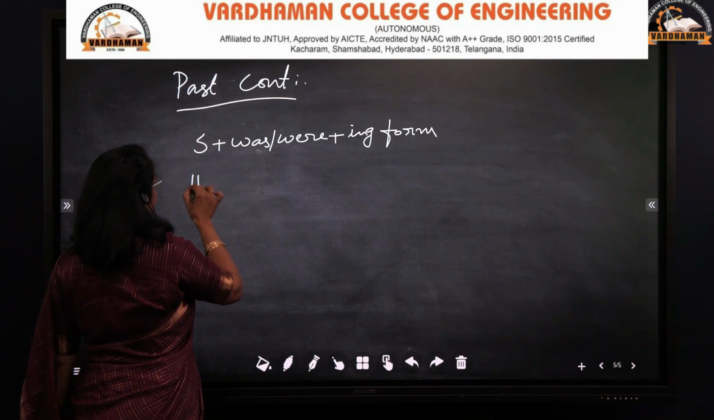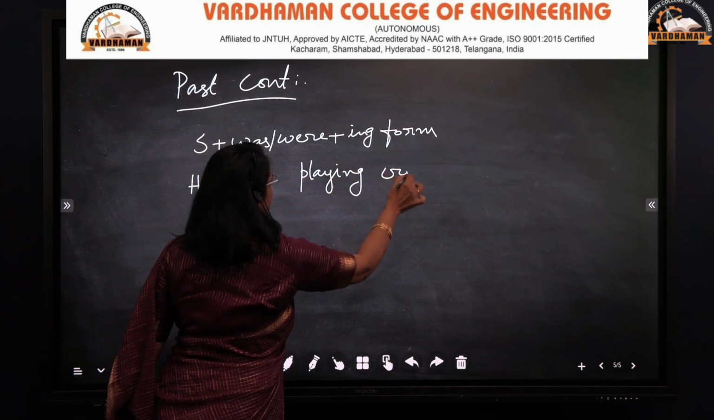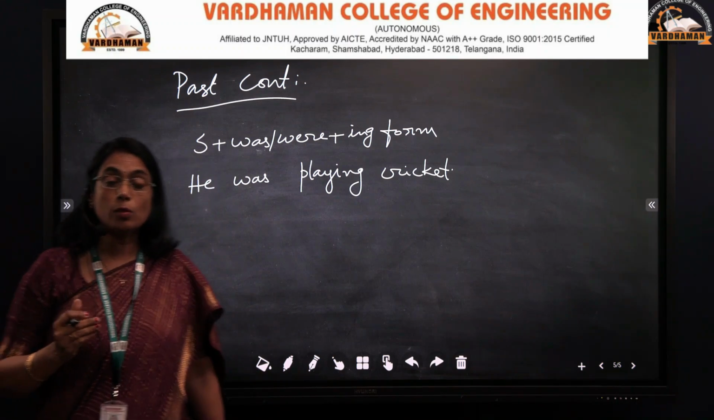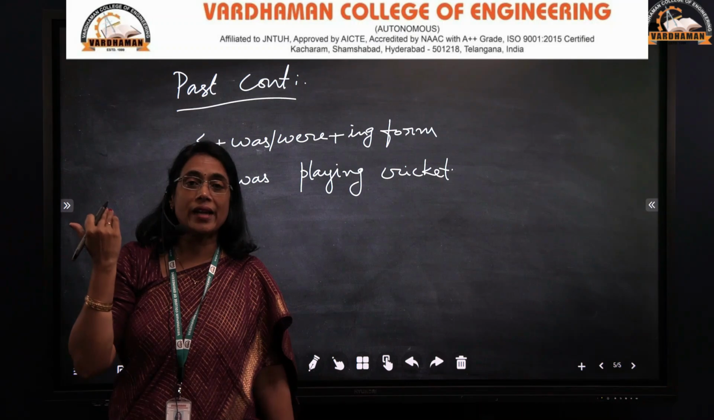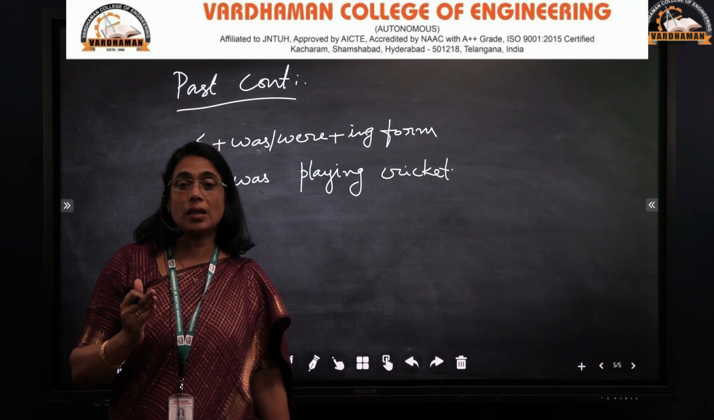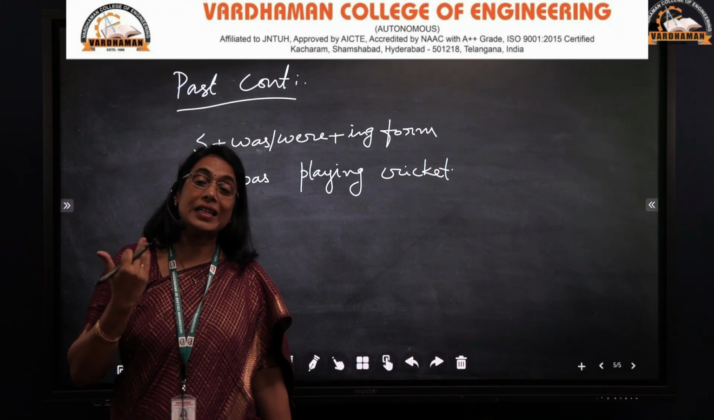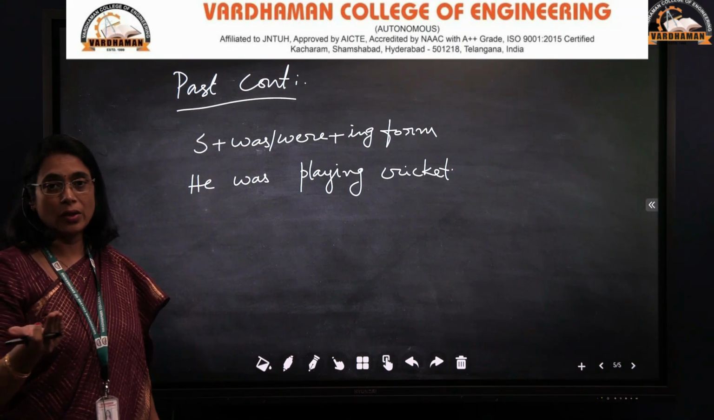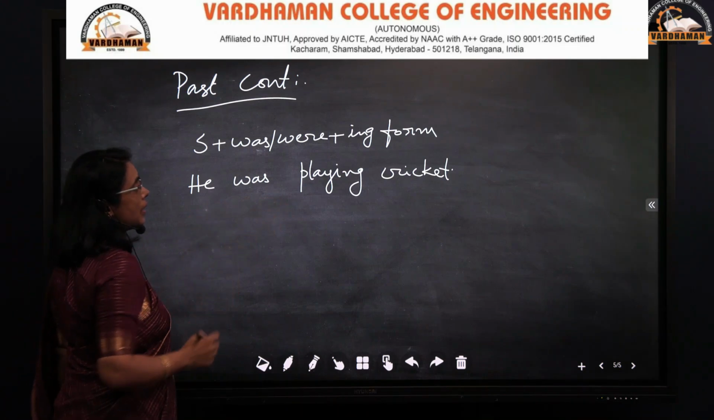So he was playing cricket. He was playing cricket. What does it say? It talks about any action which continued in the past. Past continuous is used for any action which continued in the past. It is also used for any two actions like simultaneous actions continued in the past. And also for any series of actions we can use past continuous. Single action also we can use past continuous for any action which was continuing in the past, not present. So he was playing cricket.